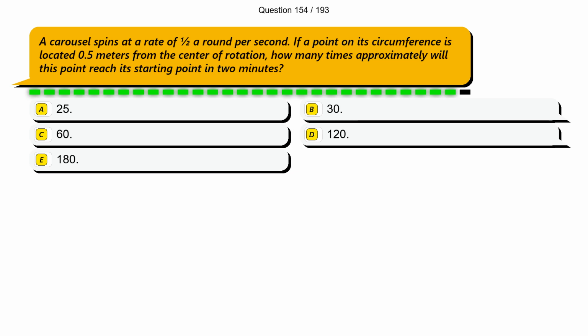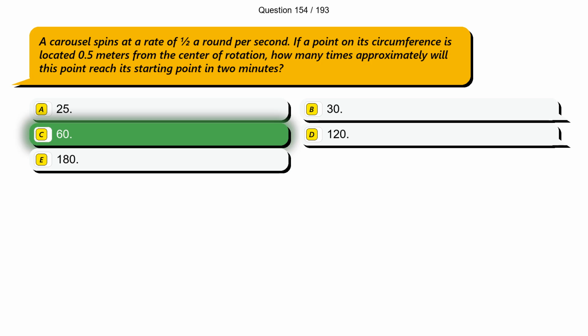Question 154. A carousel spins at a rate of 1/2 around per second. If a point on its circumference is located 0.5 meters from the center of rotation, how many times approximately will this point reach its starting point in 2 minutes? Option A, 25. Option B, 30. Option C, 60. Option D, 120. Option E, 180.